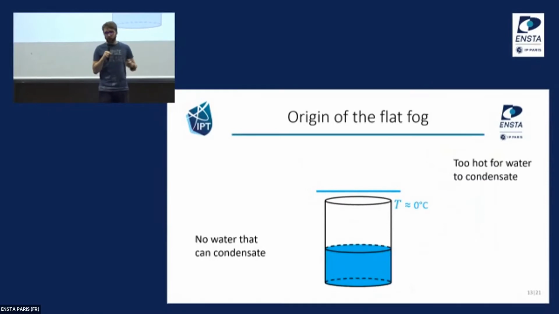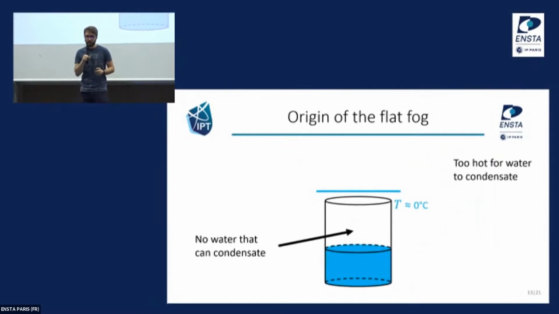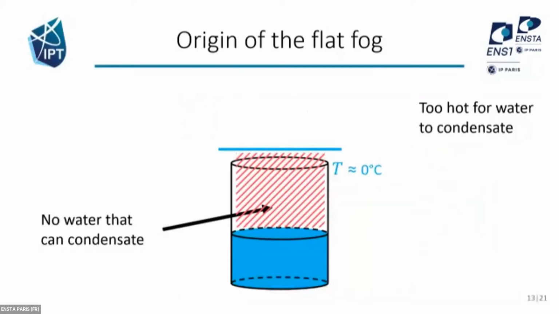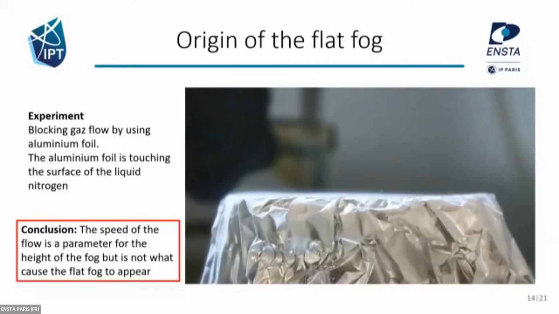Now, with all of the information in mind, we can find what creates this fog. So inside of the beaker, there is no air, meaning that there is no water to transform into ice. So here, the fog cannot be created. On top here, the air is too hot, so no fog can be created. But right here, in between those two regions, there is a sweet spot where the temperature is just right for the water to condense into ice. So that's why we see this thin layer of fog.